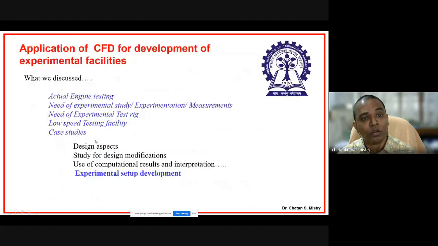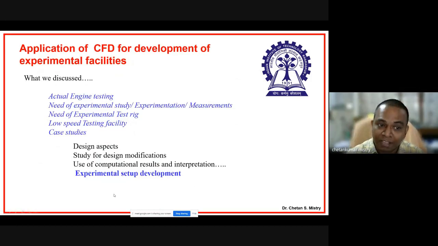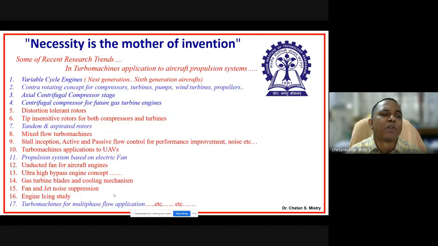Okay, so let me come to the point. What all have we discussed? We have discussed actual engine testing. Then we narrowed down to experimental study or rig development, and why we are going with low speed testing. We have discussed various design aspects, design modifications, interpretation of your computational results, and experimental setup development. These are some of the activities highlighted in blue.